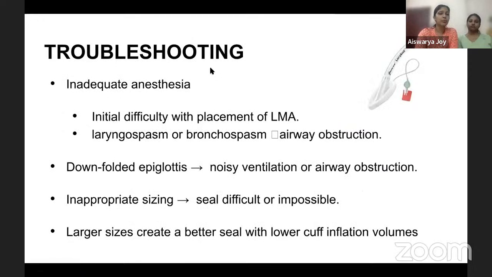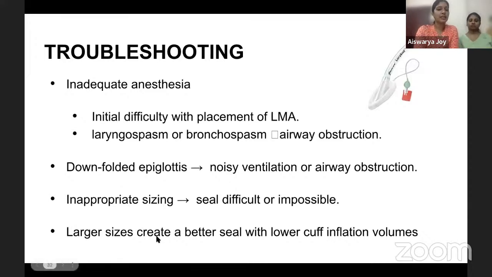The troubleshooting problems of LMA include: if the patient is in an inadequate plane of anesthesia, there will be initial difficulty with the placement of LMA, and the chances of laryngospasm or bronchospasm, which leads to airway obstruction. A downfolded epiglottis will cause noisy ventilation or airway obstruction. If the LMA is selected of inappropriate size, it is difficult to get an adequate seal.